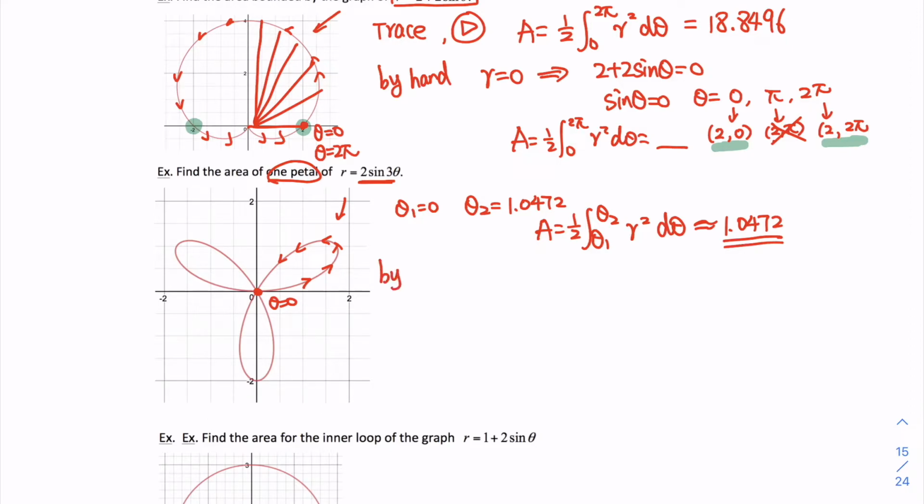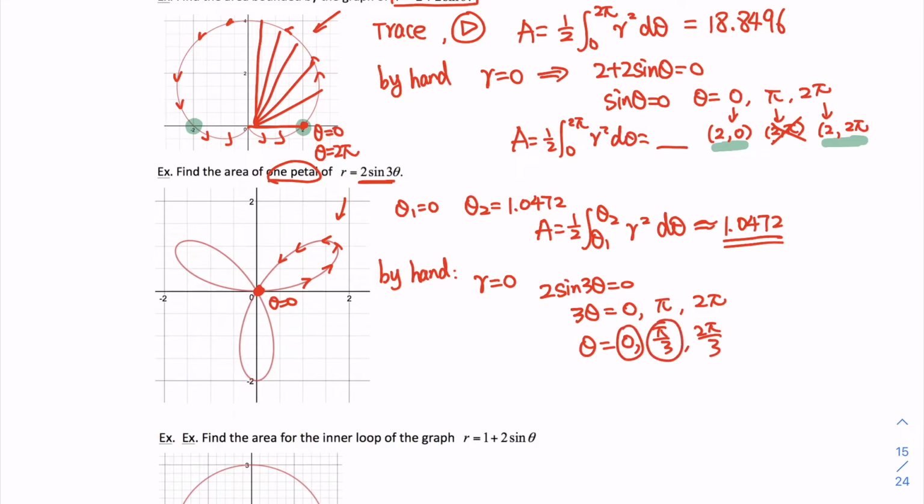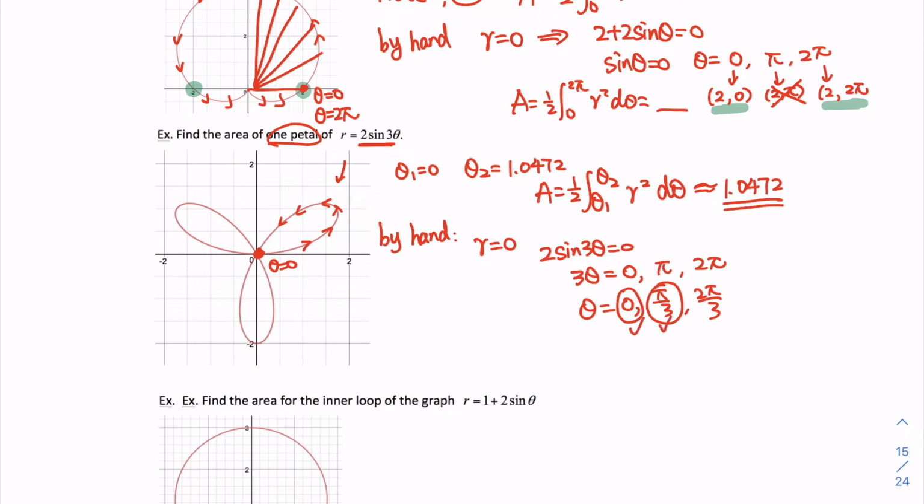Okay, how do we solve this by hand? If we choose this as our start point, theta equals 0, if you look at that point, r equals 0, so 2 sine 3 theta equals 0. That means 3 theta equals 0, pi, and 2 pi. So theta equals 0, pi over 3, 2 pi over 3. We want to see when it first comes back to 0, so we choose 0 and pi over 3. So the area is 1/2 from 0 to pi over 3 of r squared d theta, and it's the same as before. So by hand or by calculator, you have to be able to solve both ways.